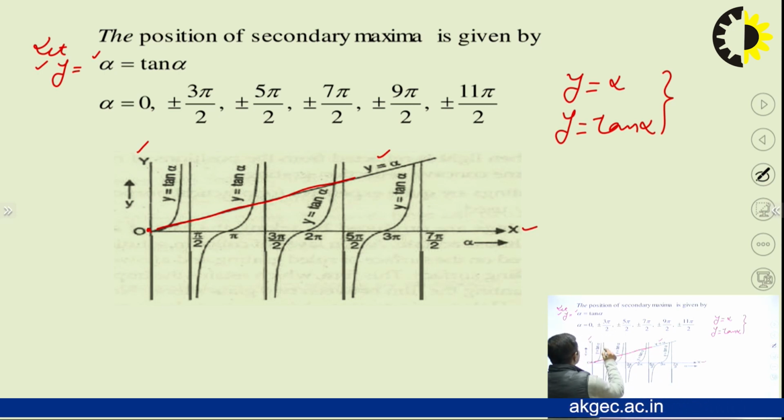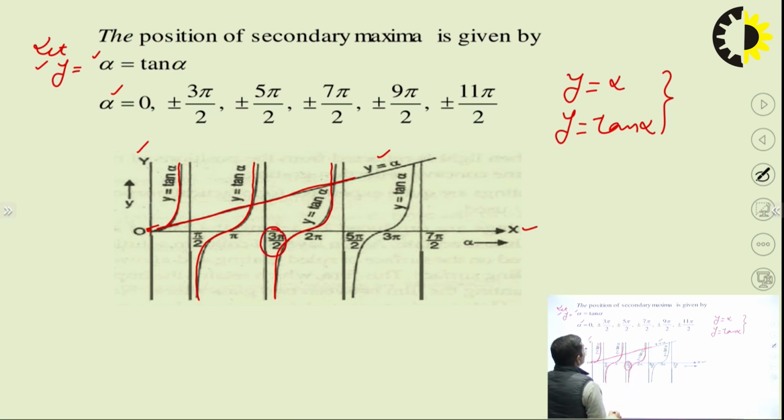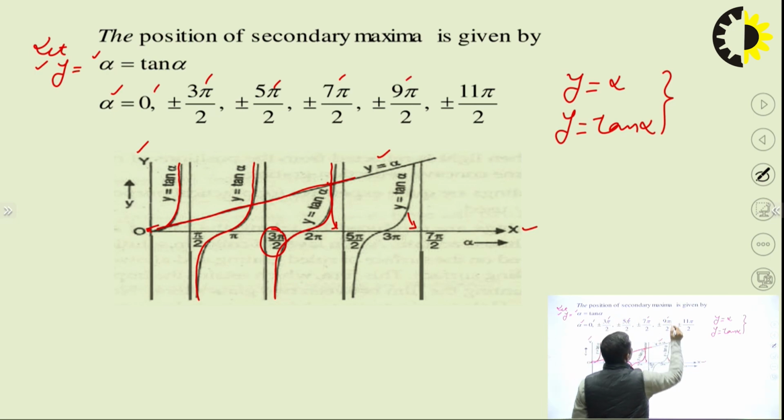And these are the discontinuous curves for tan alpha. Now we can see the intersection points will be approximately at alpha equal to 0. The next point will be at nearly 3 pi by 2. The next intersection points will be near plus minus 5 pi by 2. Then the next point will be plus minus 7 pi by 2. So these will be the intersection points of these two curves.